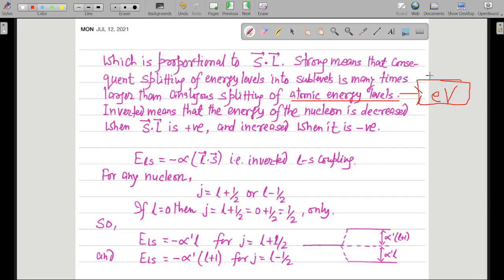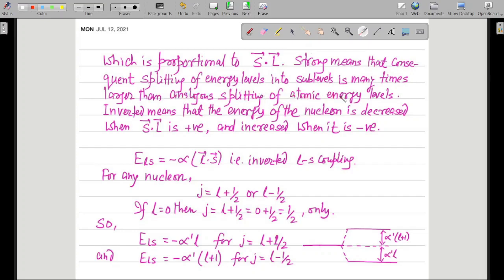But in the case of a nucleus, which has nucleons, that is protons or neutrons, the splitting is of the order of kilo electron volts, or even higher. That is the meaning of strong. Strong inverted spin orbit coupling means that the consequent splitting of energy levels into sub-levels is many times larger than the analogous splitting of atomic energy levels.